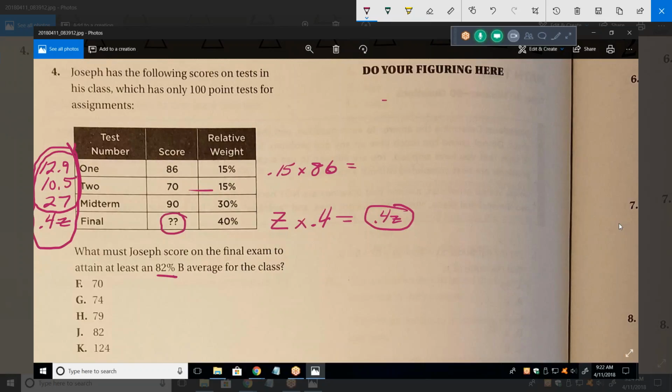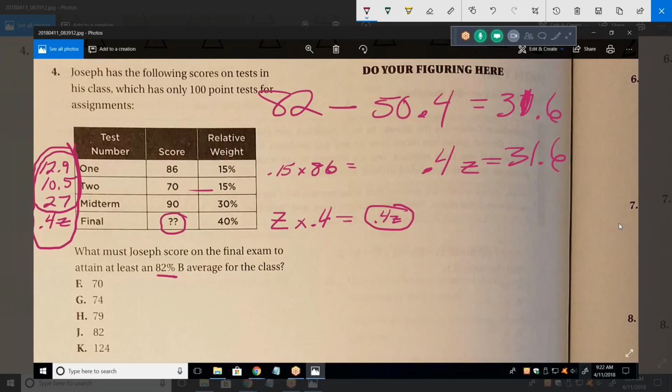50.4. We got to get to 82. So we need a final of 31.6. Okay. But we need 0.4 times some final test score to be equal to 31.6. So Z is going to be 31.6 divided by 0.4. What is that? 79.